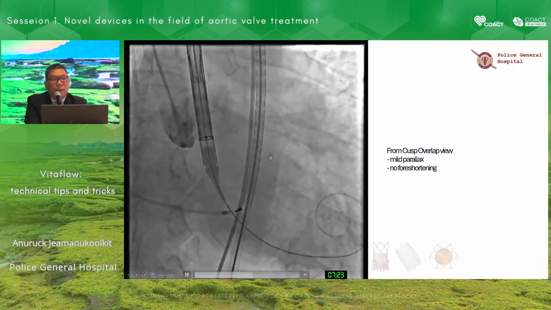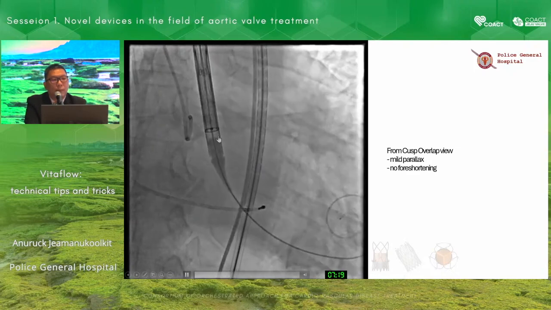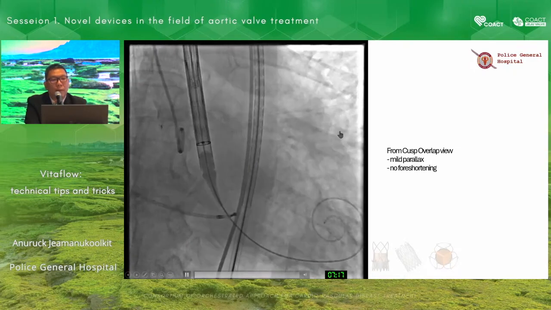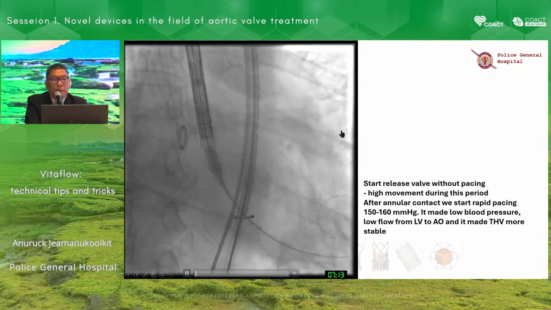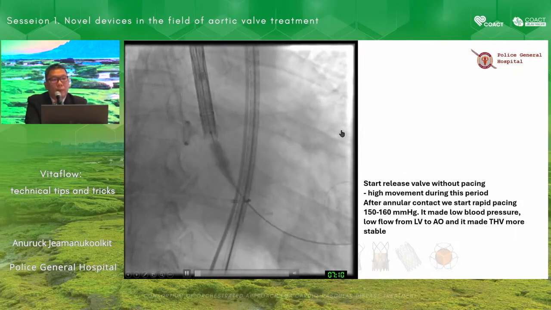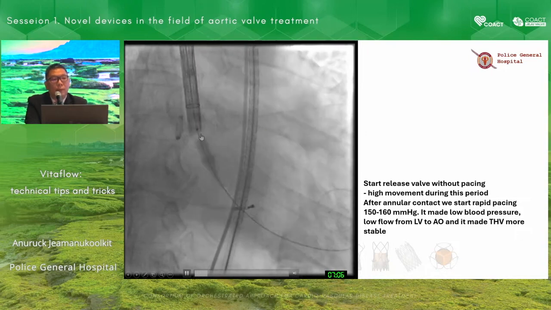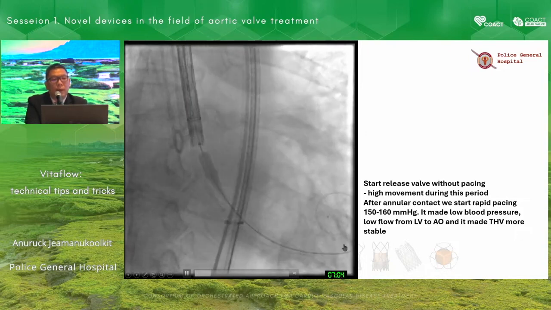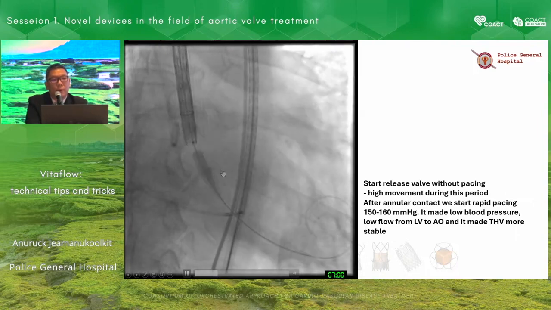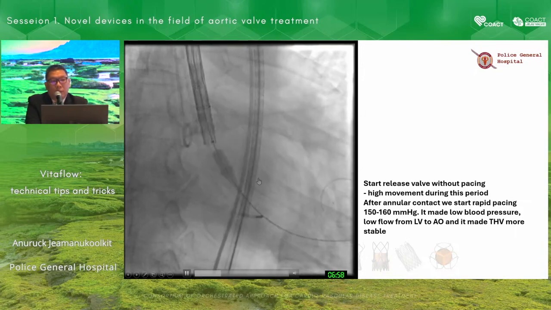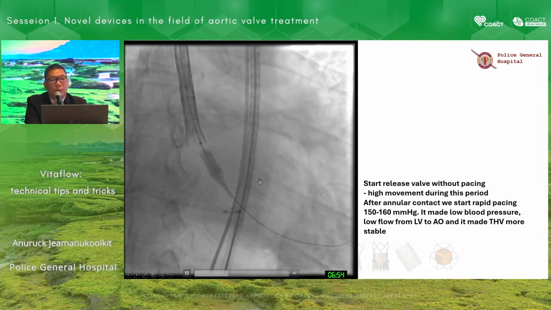For the step of deployment, you have to start deployment at the same level as the annulus plane, using the cusp overlap view like the Evolut technique. Just press the motorized handle, the capsule is going up, and you can adjust by pushing forward if you do not like the position of the valve. And this is what happens when you press release from the motorized handle.